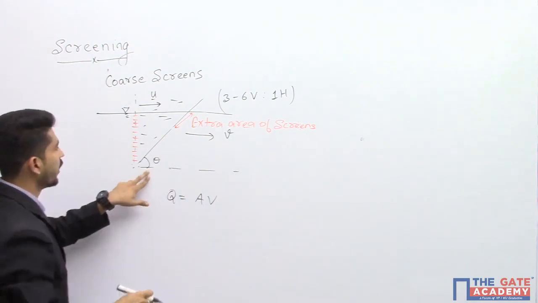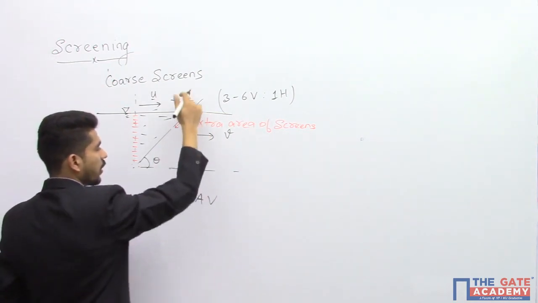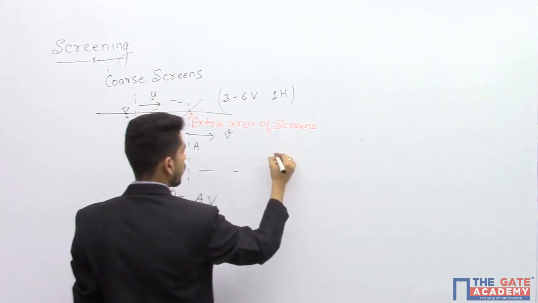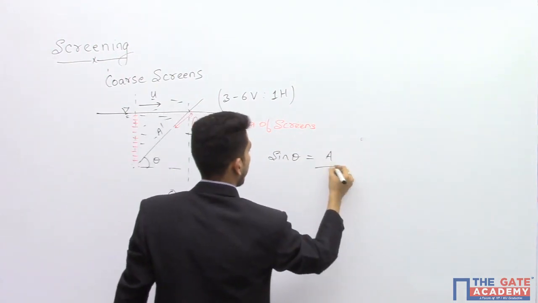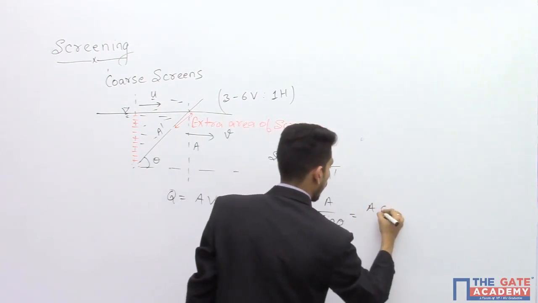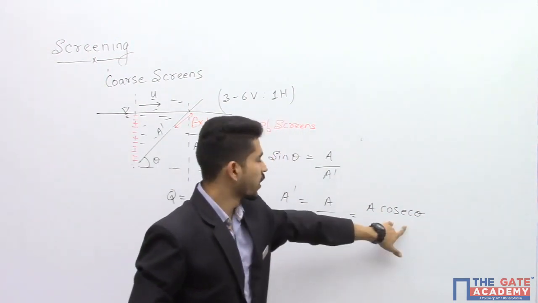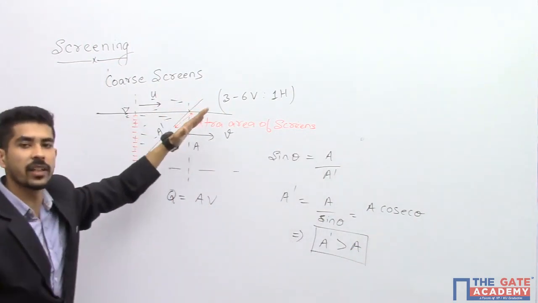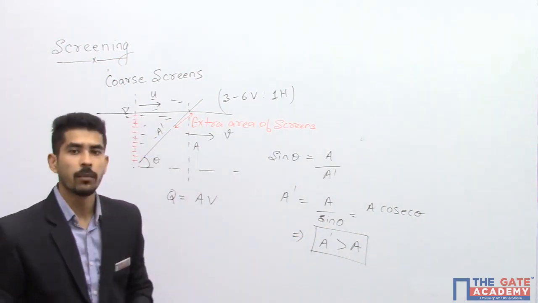Let us suppose that this is theta. I am projecting this particular thing over here. So let us suppose this is the vertical screen. The area of the vertical screen is A, and the area of the inclined screen is A dash. Sine theta in this particular triangle will be A divided by A dash, and A dash will be equal to A divided by sine theta, which is equal to A cosec theta. And we know that cosec theta is always greater than 1. That means A dash will be greater than A. So when you are inclining the screen, you are getting more retention area. So again, the second advantage is the more retention area.